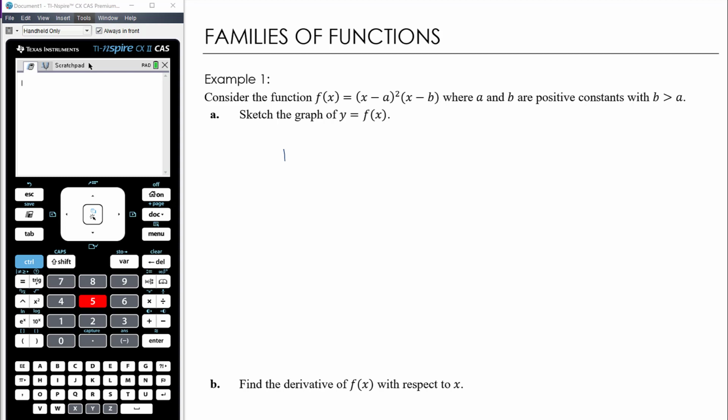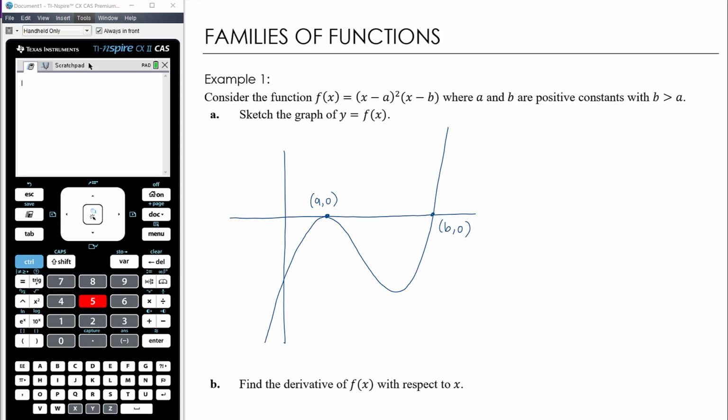So we can plot a and b on our axis. You can put them wherever you want. They need to be to the right of the y-axis, and a has to be smaller than b. Okay. We also know it's a positive cubic. If we were to expand it out, it'd be positive x cubed. And we also know that at x equals a, we get a turning point, whereas at x equals b, the graph will cut through the axis. And so we know we're going to have a cubic that turns at this turning point and then cuts through the axis here.